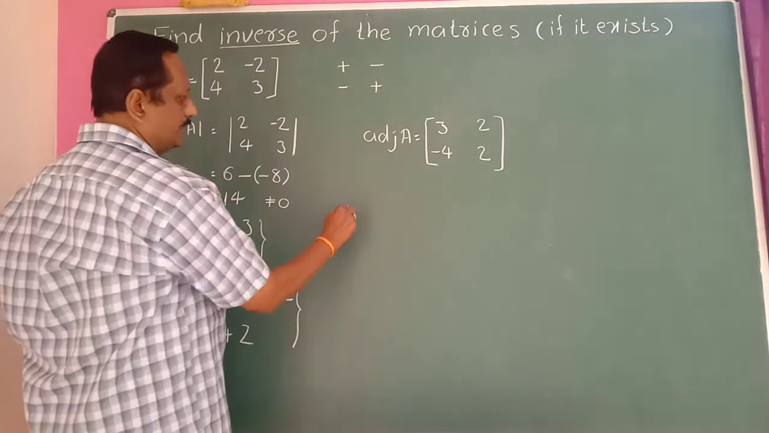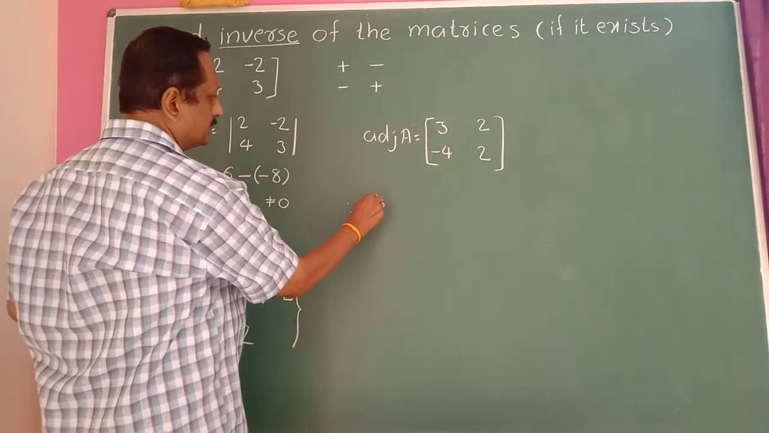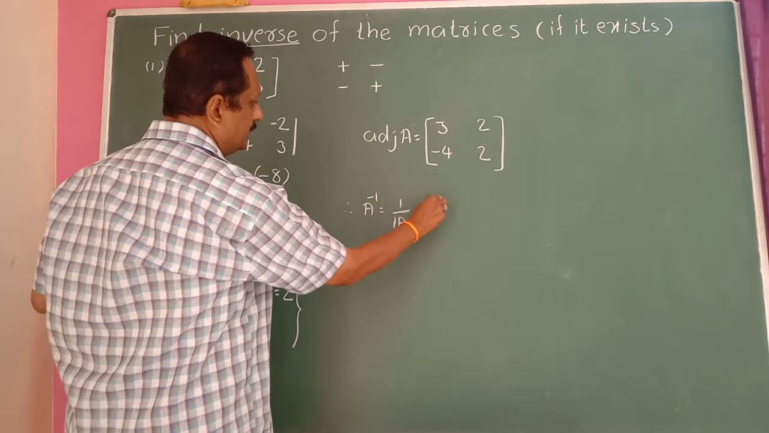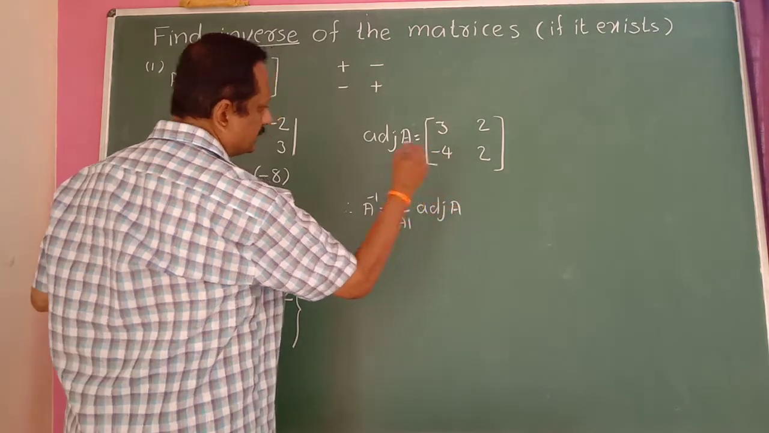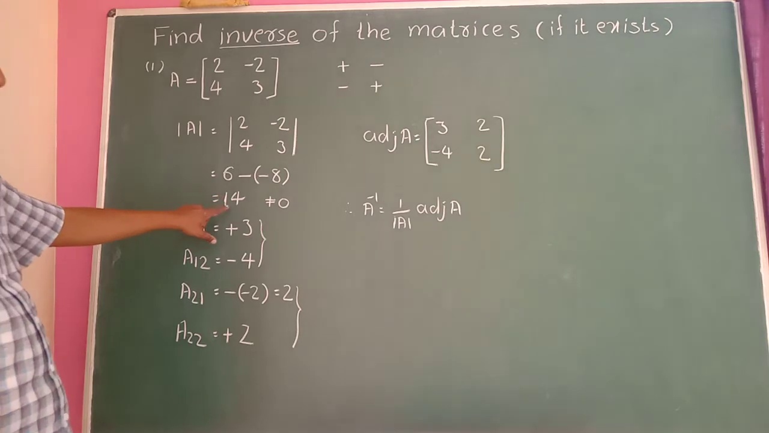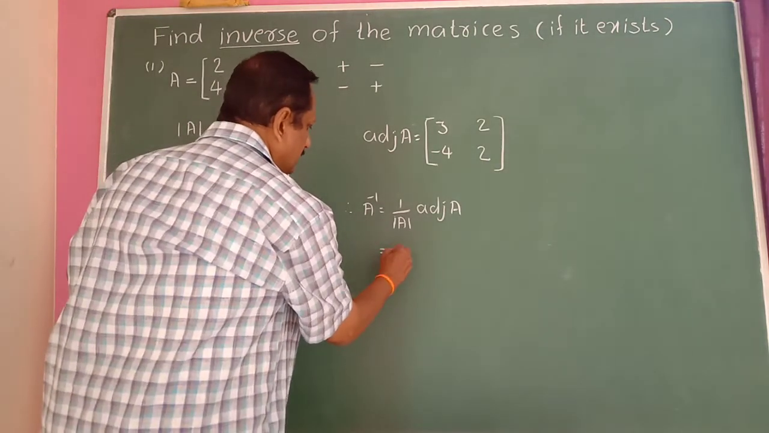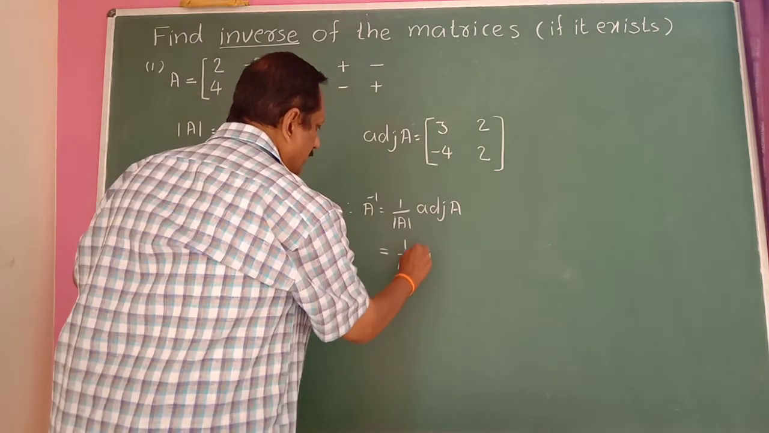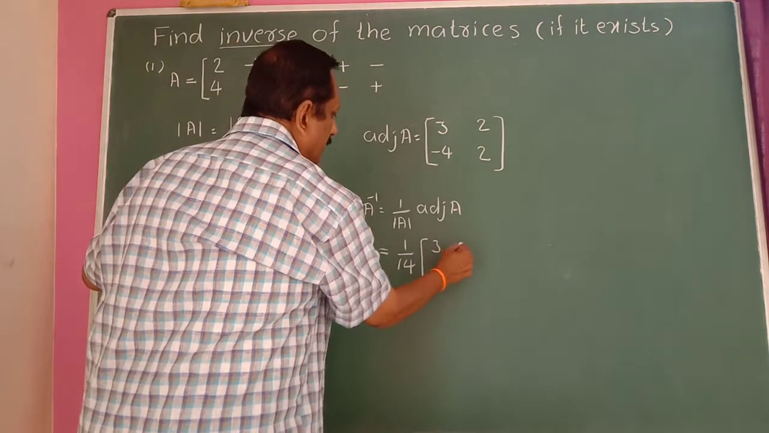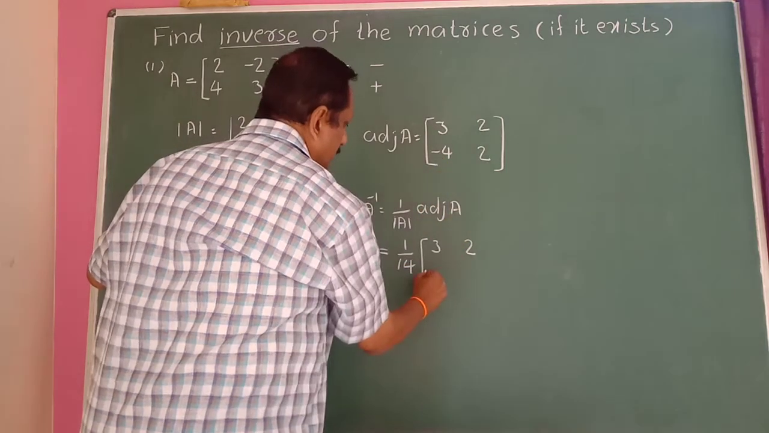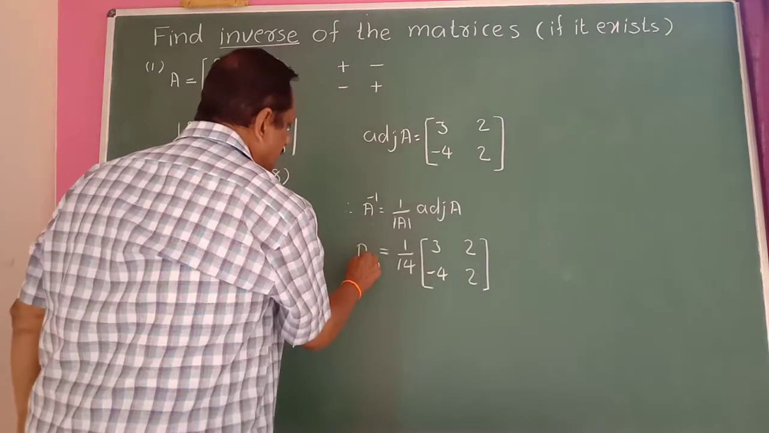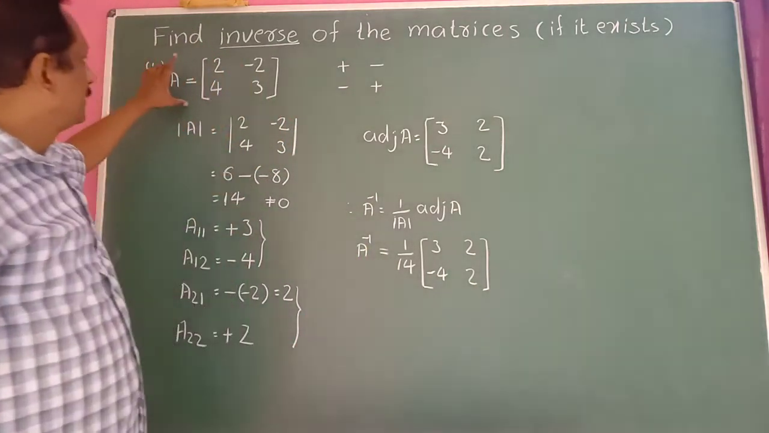Okay. Therefore, A inverse is 1 divided by the determinant of A into the adjoint of A. This is a very important formula. The determinant of A value is 14. Therefore, this is equal to 1 divided by 14 into the adjoint of the matrix: 3, 2, minus 4, 2. So this is the inverse of the given matrix.